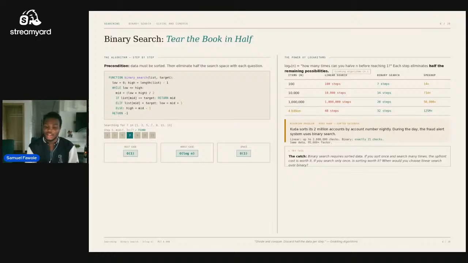This goes to 10,000 steps, and this only goes to, we did 100 times more data, and we only increased by double for binary search. So this is how fast our algorithm is, because it has logarithmic time complexity.